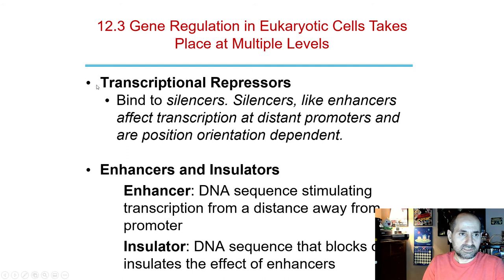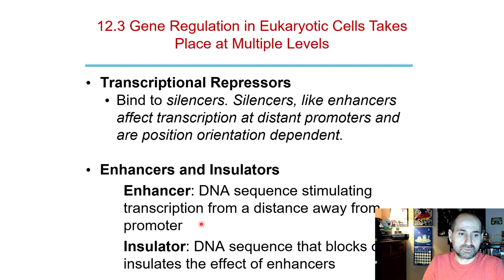But in eukaryotes, you also have transcriptional repressors. These bind to elements called silencers. Silencers, just like enhancers, are sites where there's binding, but binding of repressors to inhibit gene expression. Enhancers, remember, are sequences that stimulate gene transcription, even from a distance away, by binding to those transcription factors. And then insulators.